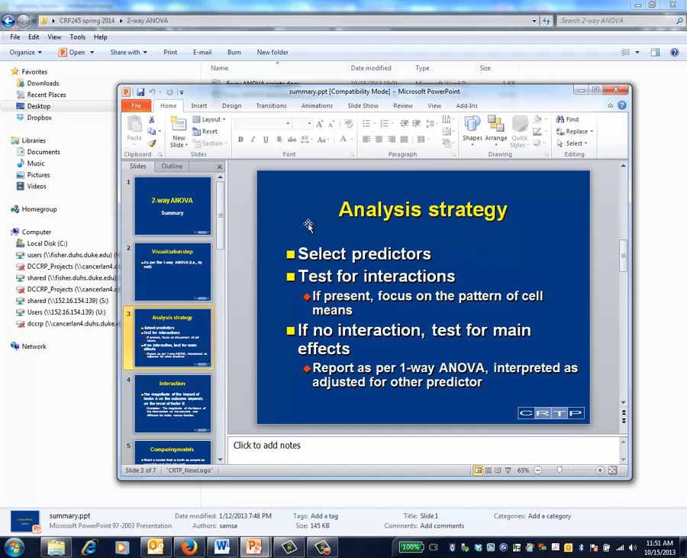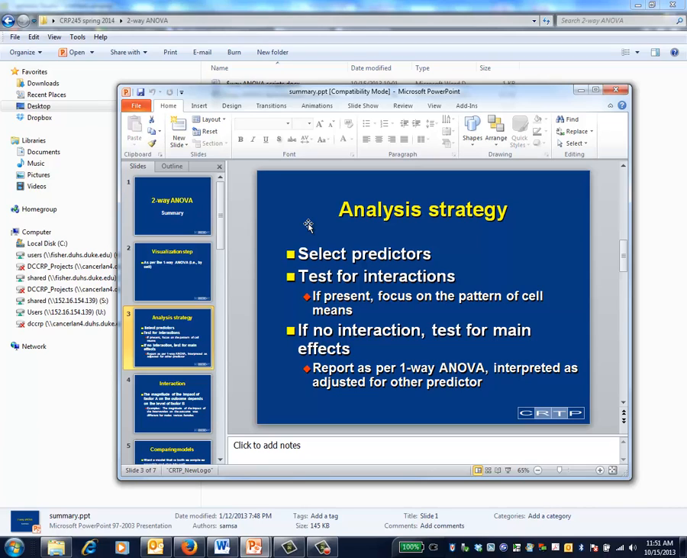The analysis strategy begins by selecting the predictors. Since this is a two-way ANOVA module, I assume you've identified two categorically scaled predictors. Once you've selected them, the first model you should fit includes an interaction term.